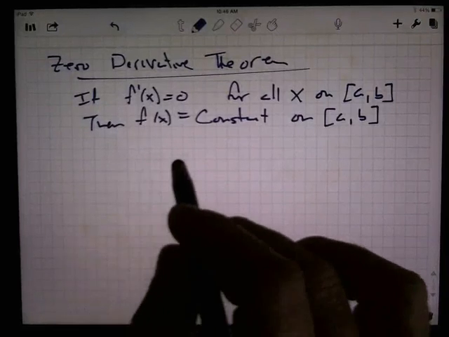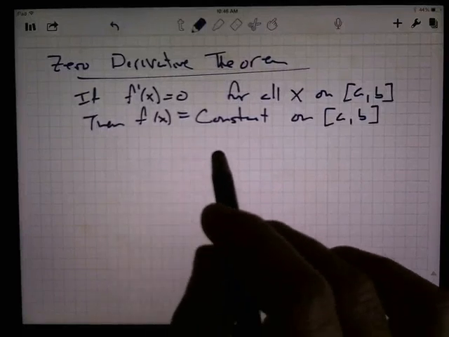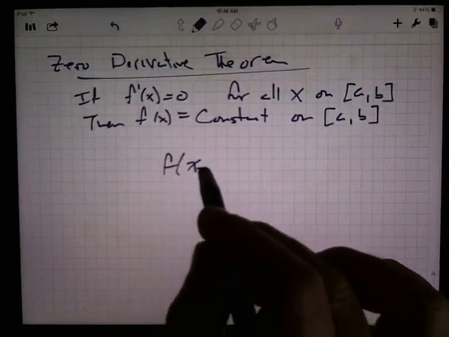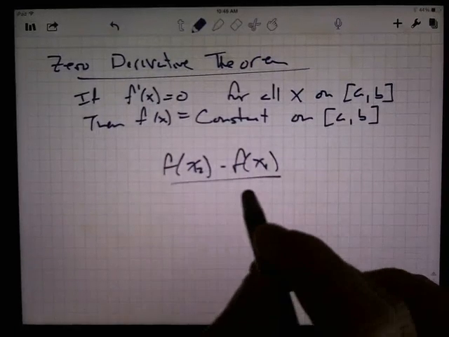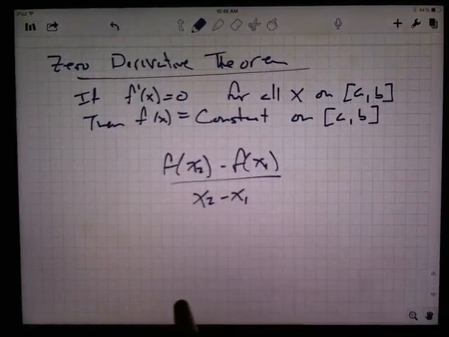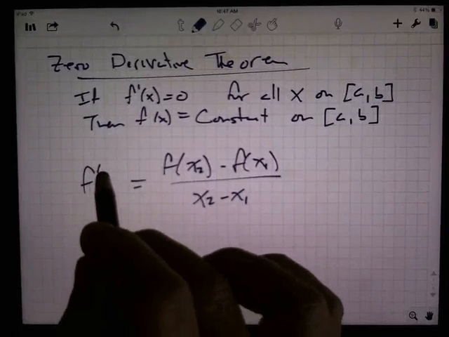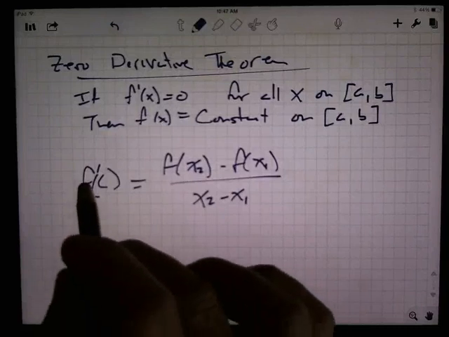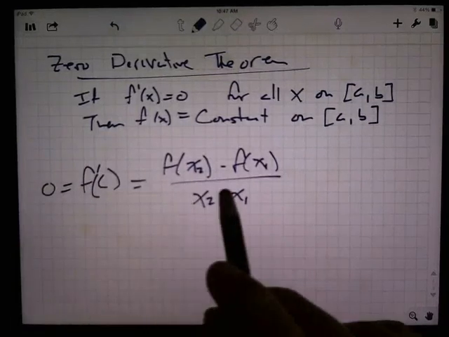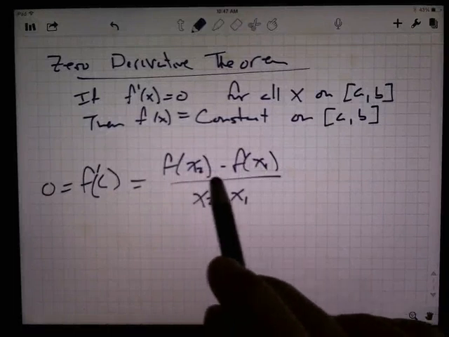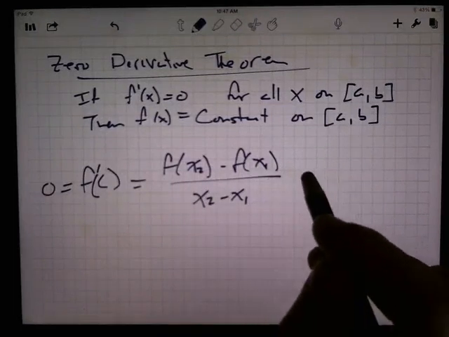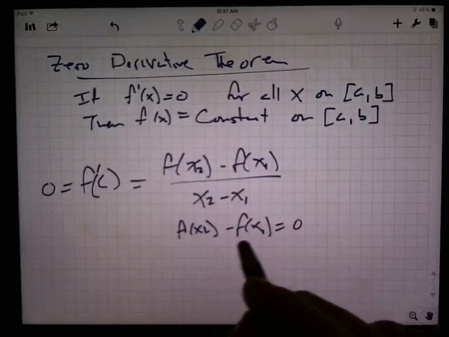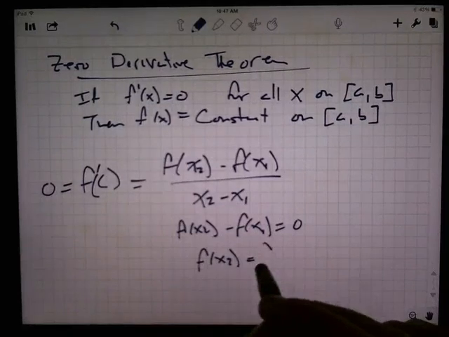I'm not going to give a formal proof here, but it's the same idea. If you take any two x values, x1 and x2, and look at f of x2 minus f of x1 over x2 minus x1, this has to equal f prime of c for some c in between x2 and x1, by the mean value theorem. Well, if this is always equal to 0, then you've got this fraction equal to 0, which means the numerator is equal to 0. So f of x2 minus f of x1 equals 0, which tells me that f of x2 equals f of x1.